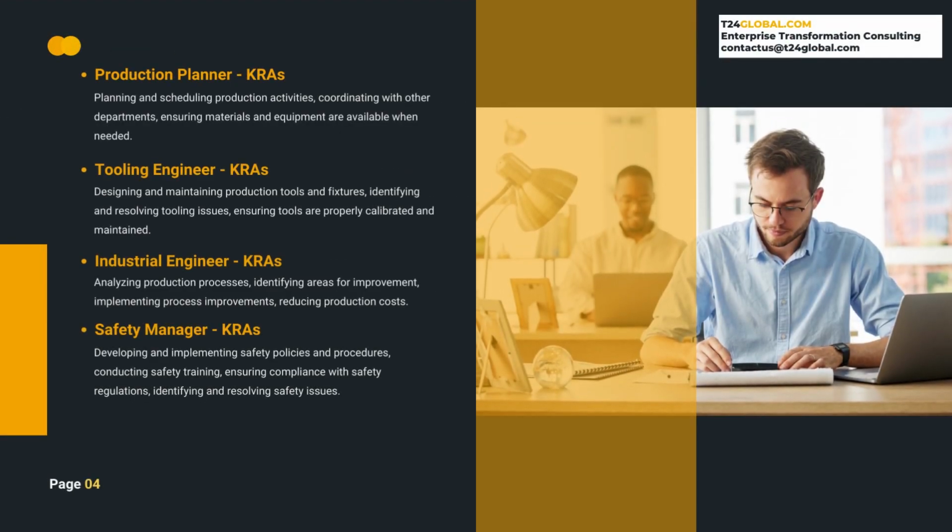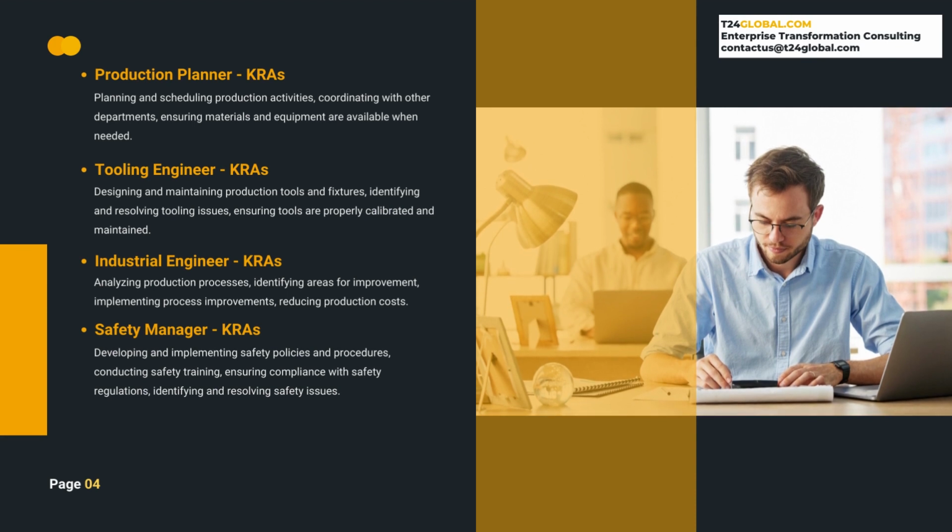9. Production planner. The production planner is responsible for planning and scheduling production activities, coordinating with other departments, and ensuring materials and equipment are available when needed. KPIs for production planners include production schedule adherence, inventory turnover rate, and production cycle time. People who report to production planners include material handlers and machine operators. Some of the tools and technologies used by production planners include ERP systems, advanced planning and scheduling, that is APS, software, and capacity planning tools.